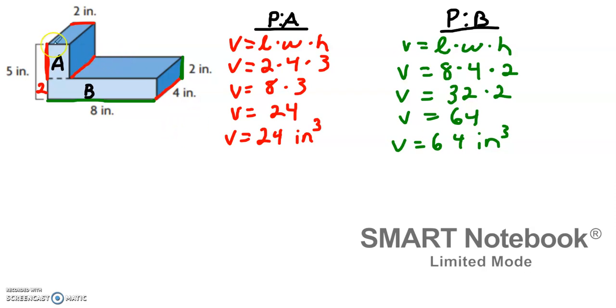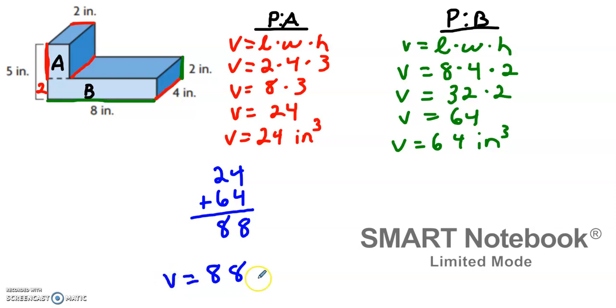Okay? And now, since I want to find the volume of the whole thing, all I need to do then is add these two numbers. So I have to add 24 plus 64. 4 plus 4 is 8. 2 plus 6 is 8. So I know that my total volume equals 88 cubic inches or inches cubed. And then I circle my final answer.